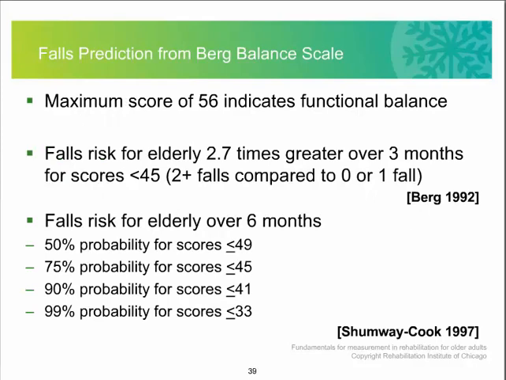Continuing with Frank's case, we will quickly determine the ability for the Berg Balance Scale to predict falls. The Berg has a maximum score of 56, which indicates functional balance. Individuals who score less than 45 have a 2.7 times greater risk of encountering 2 or more falls. Another study looked at risk of falling once over 6 months, indicating that a score of less than or equal to 49 would have a 50% chance of falling over 6 months, and a score of less than or equal to 45 would indicate a 75% probability of falling over that same time period.